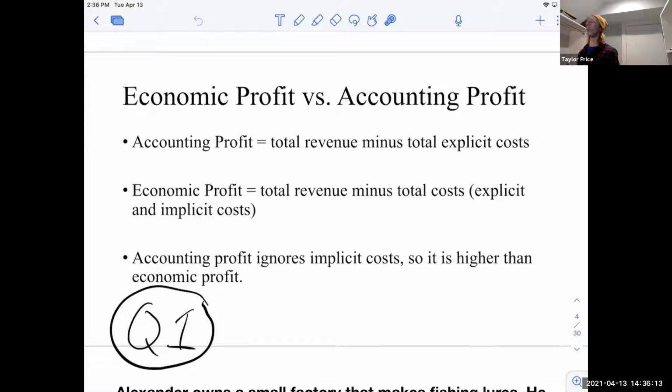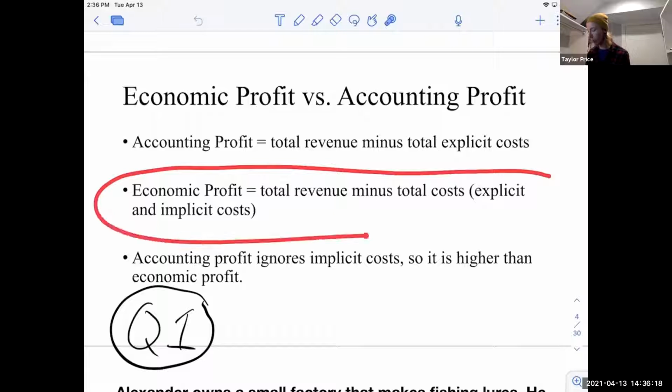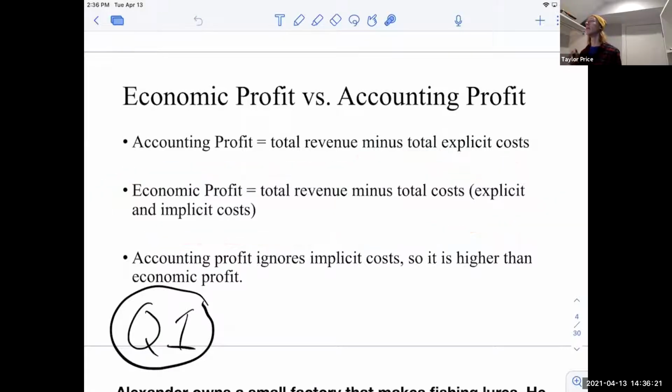But that's different from our economic profit. Economic profit is total revenue minus total costs, and that is the explicit and implicit costs. So importantly, the accounting profit ignores implicit costs, and because of that, it's going to be higher than economic profit. So let's take a look now at a question that you very well could see on an exam.